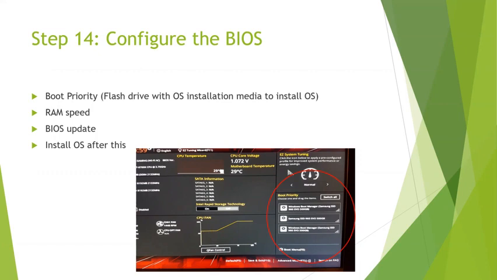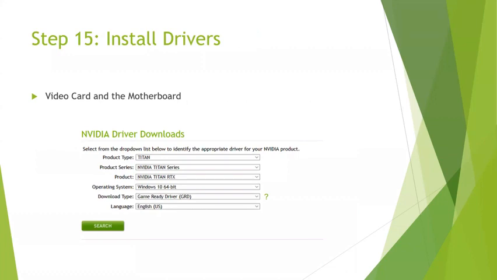Once you have that all set up, you can install the OS by restarting your computer, and it will boot up on your installation guide. Then you can just go from there. So now you've installed your OS, but the last thing we'll need to do is install our drivers. If you're using Windows, a lot of drivers may already be installed for you, but some drivers, like the video card and the motherboard, you will have to install yourself.